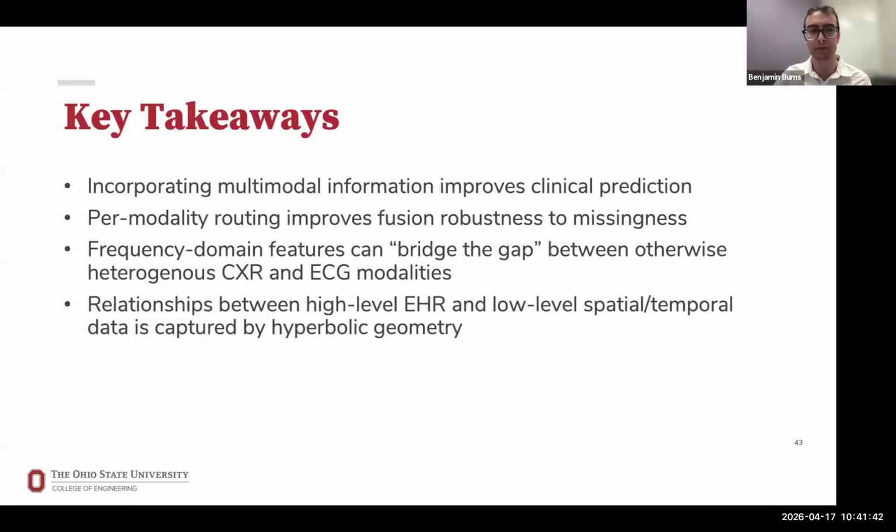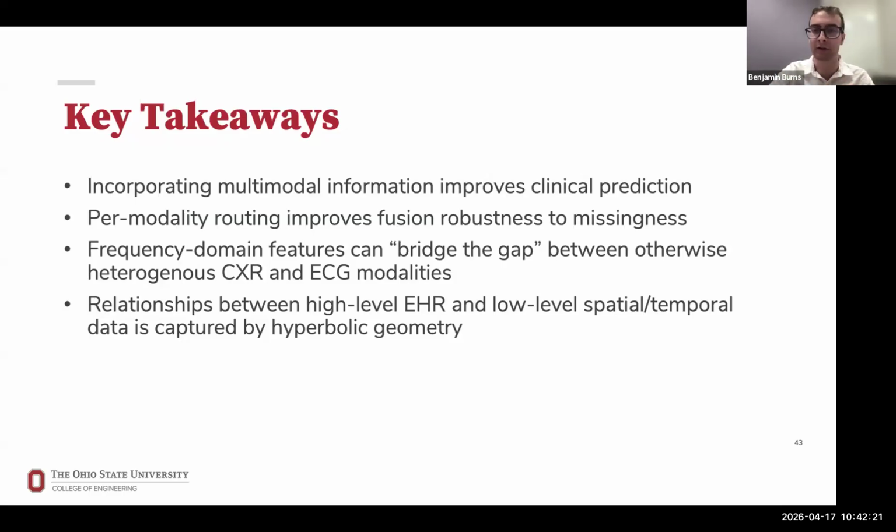So to conclude and provide some key takeaways, we've seen that, of course, we need to incorporate multimodal information in order to develop very reliable, very strong clinical prediction systems, because diseases are inherently multifaceted, and a single modality alone is rarely enough to capture all of the complexities of the disease. We've seen that in the case where we have missing modalities, we can use per modality routing in a mixture of experts type model in order to become more robust to this missingness in the case that we expect to have severely limited modality availability.